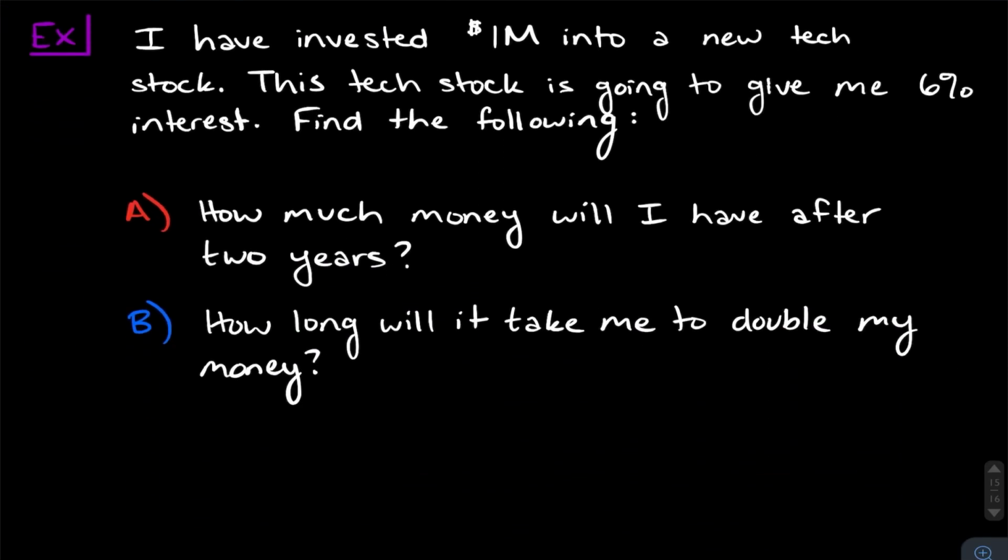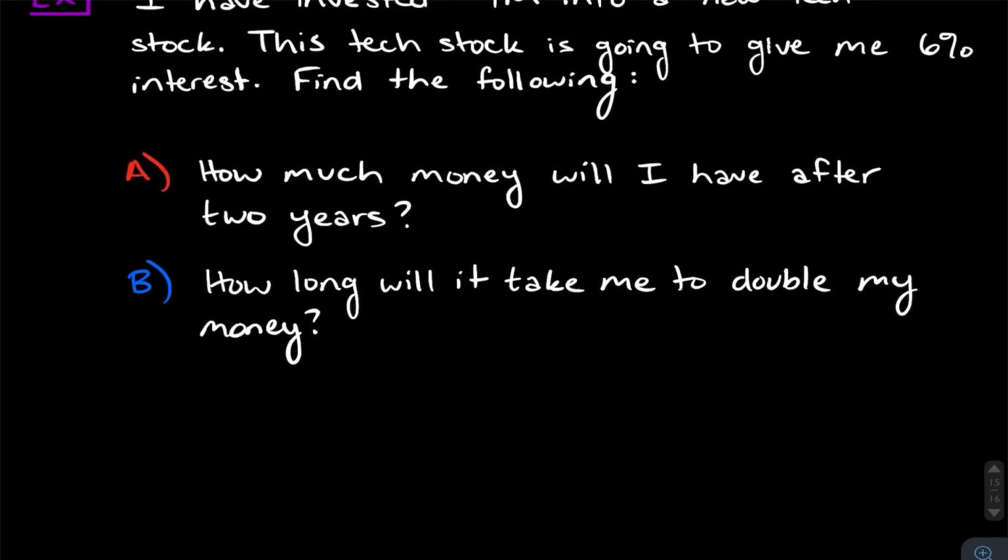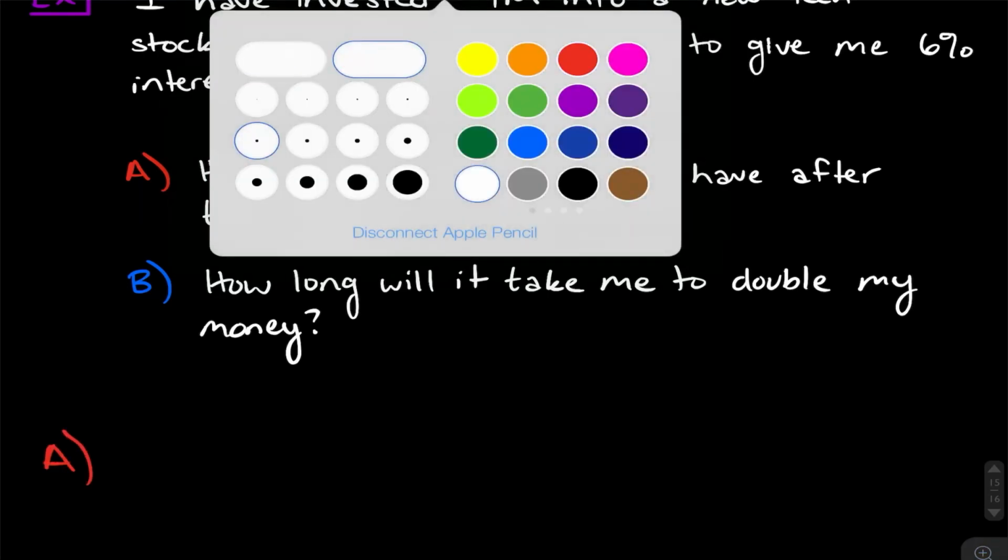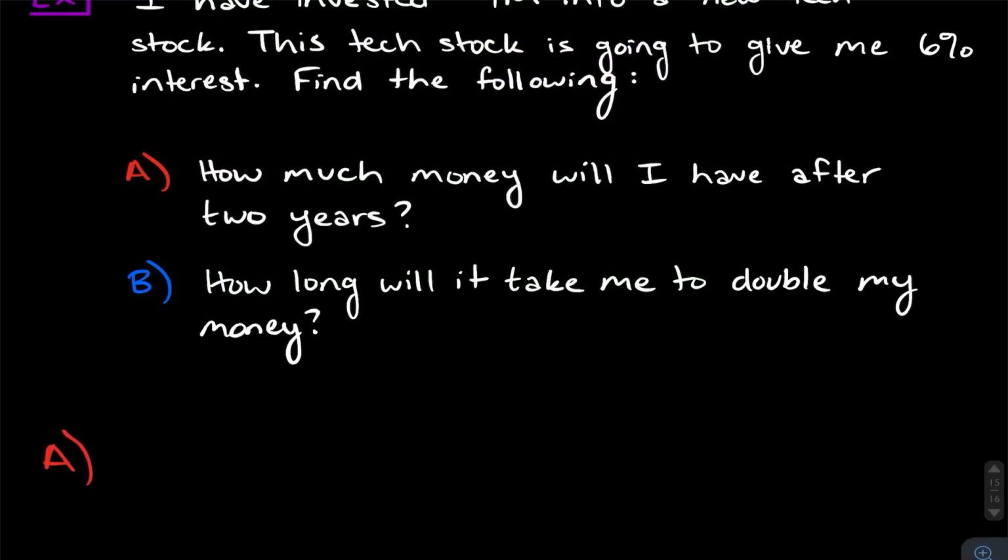So let's do an example here. This will be quick, I promise, and then you're home free for this video. I've invested $1 million into that new tech stock. I said that this tech stock is going to give me 6% interest, and now we want to find the following. We want to find how much money I will have after 2 years. That's going to be part A. And we also want to find how long it would take me to double my money.